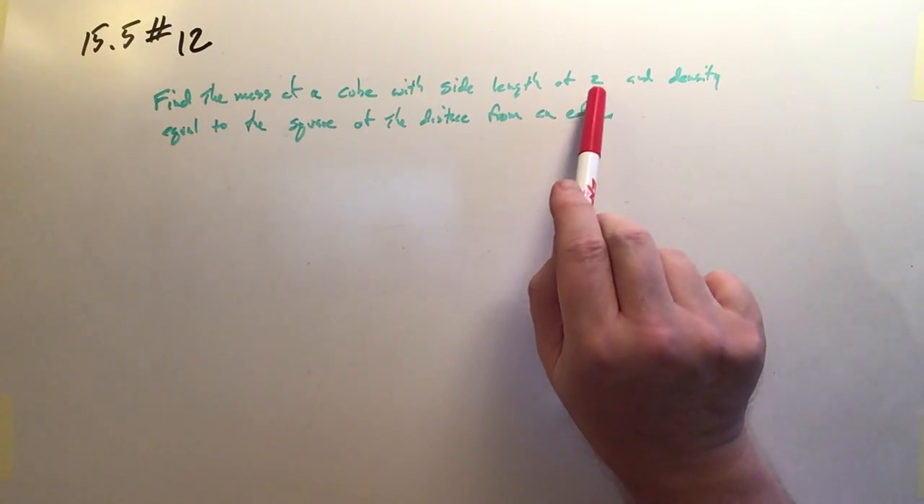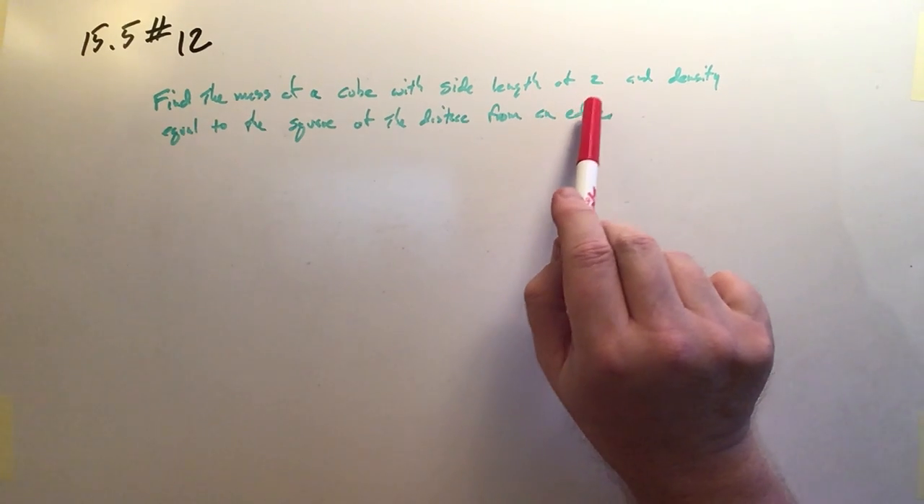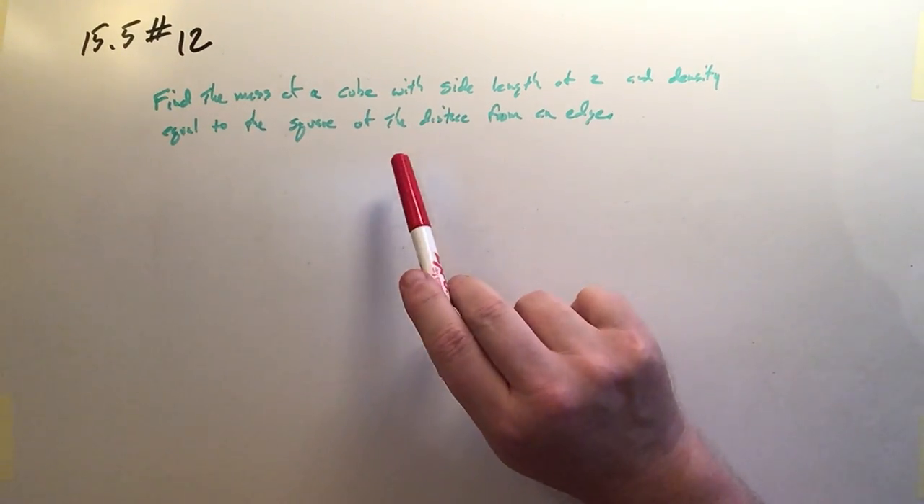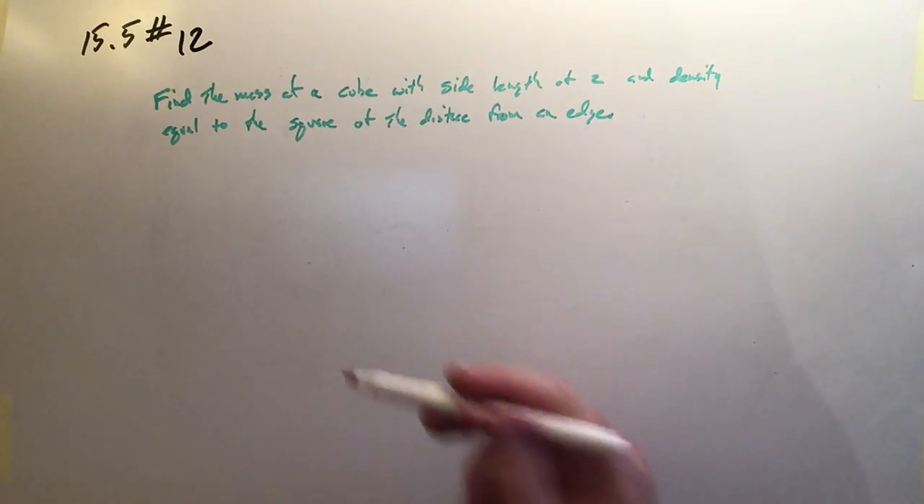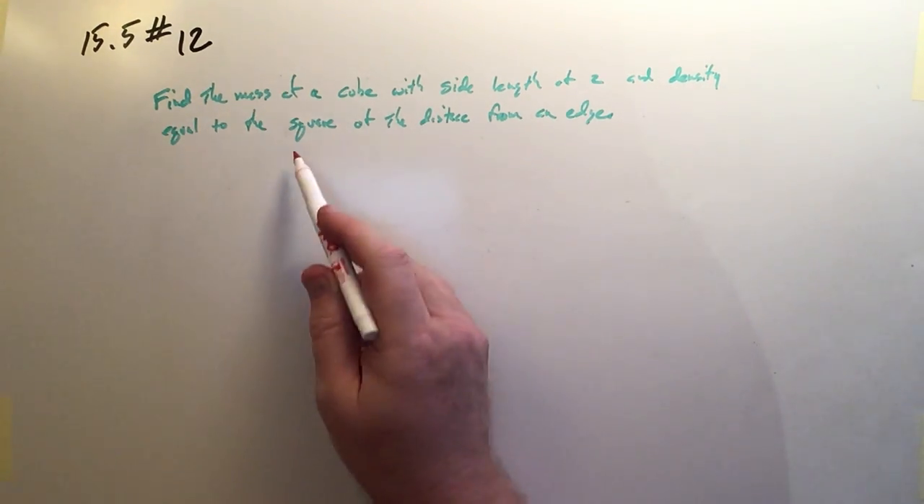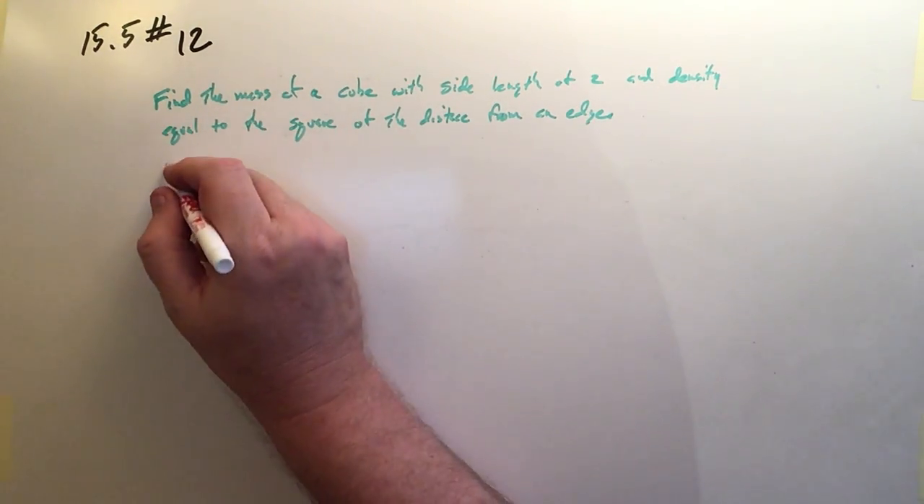The side length of 2 is pretty easy. If we put one of its corners at the origin, then it's 2 in the x, 2 in the y, and 2 in the z. But this density is equal to the square of the distance from an edge. We're going to have to work that out.